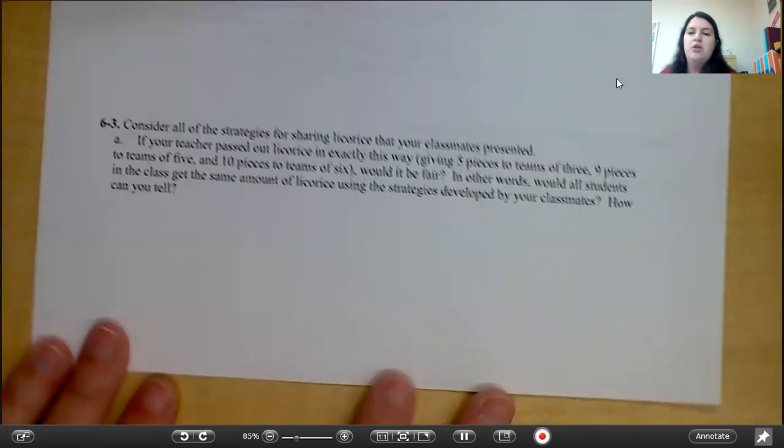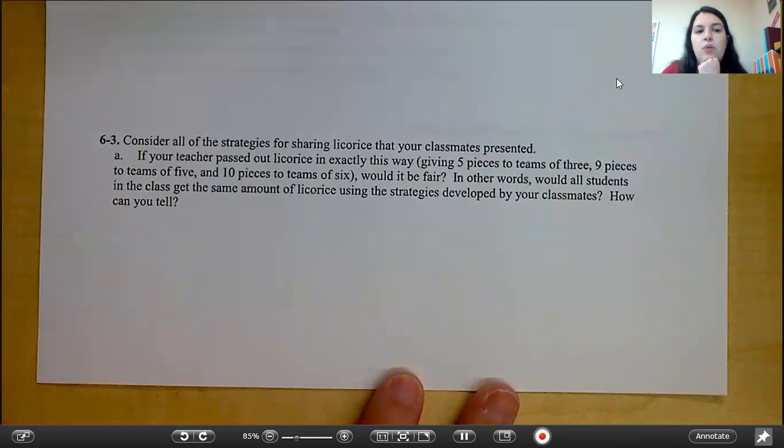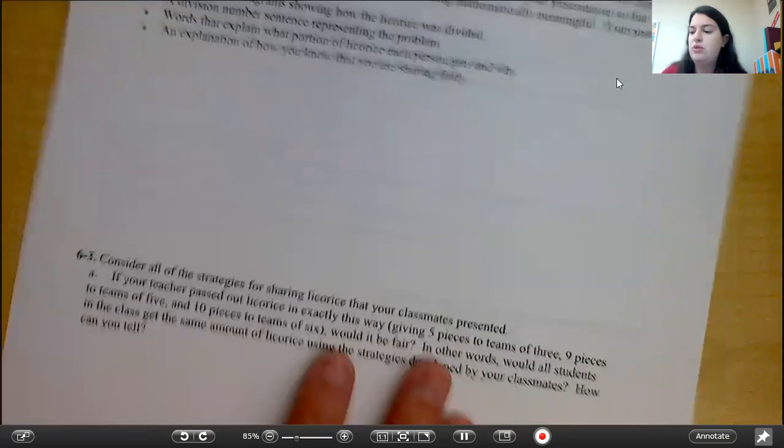Okay, if you're back with me, you have answered question 6-1. We're going to jump down to 6-3. 6-3 says, consider all of the strategies for sharing licorice that your classmates presented. So the only strategy you have is your own. If your teacher passed out licorice in exactly this way, giving 5 pieces to teams of 3, 9 pieces to teams of 5, and 10 pieces to teams of 6, would it be fair? In other words, would all students in the class get the same amount of licorice using the strategies developed by your classmates? How can you tell?